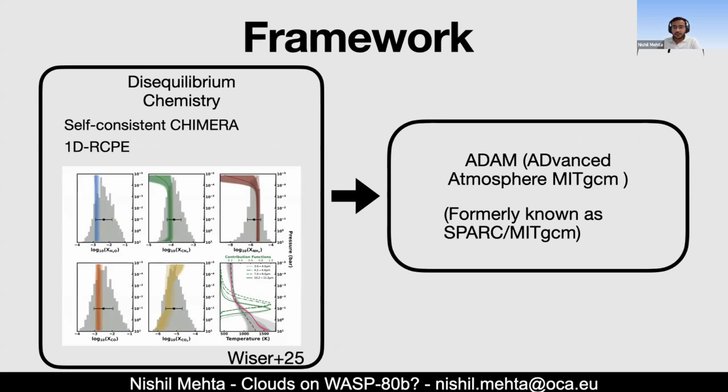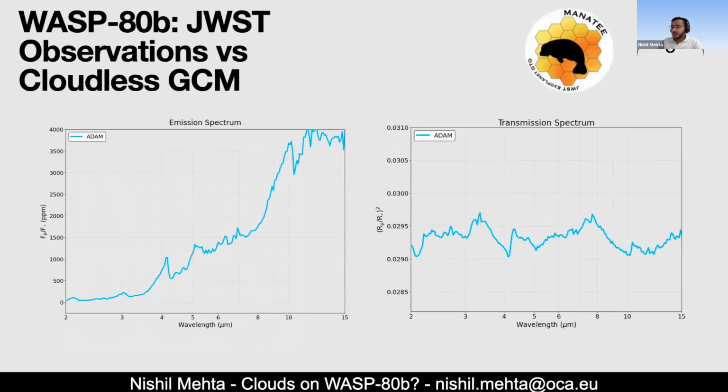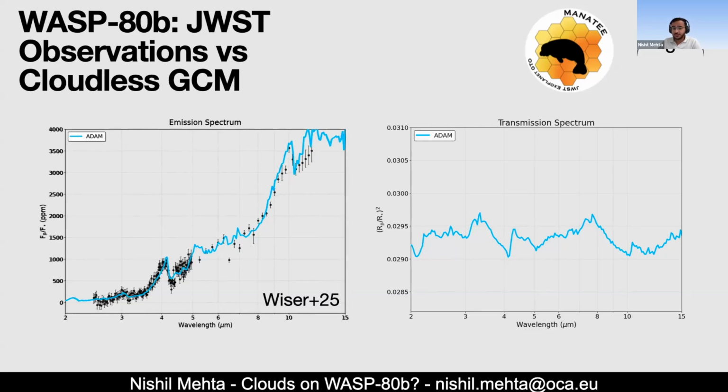When we implement this cloudless framework for WASP-80b, we can get the emission and the transmission spectrum, which looks something like this. These spectra are the predictions made by the GCM based on the parameters which we gave. When we compare these predicted models with the observations, we can see that the GCM is predicting these observations very accurately. This is remarkable for a complex model like a GCM. It not only validates the GCM against the observations, but also validates the framework that we have used.